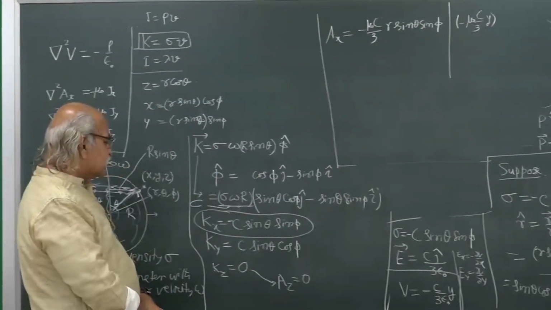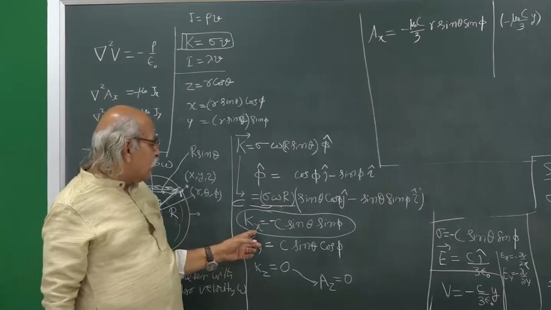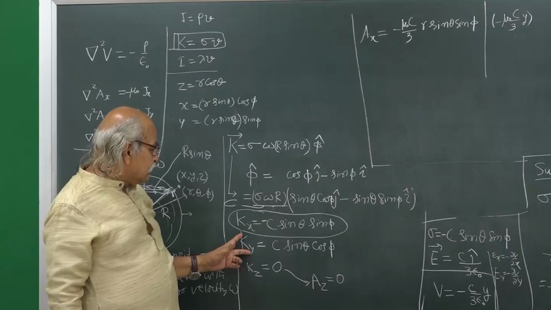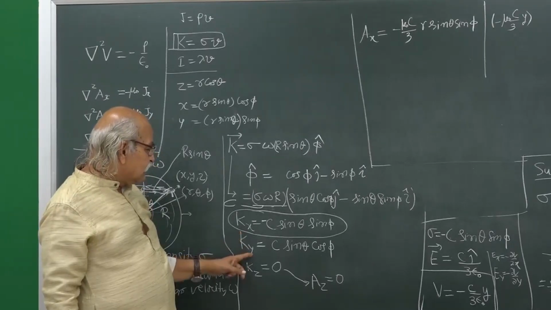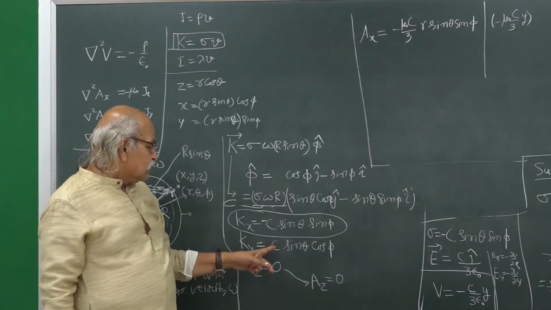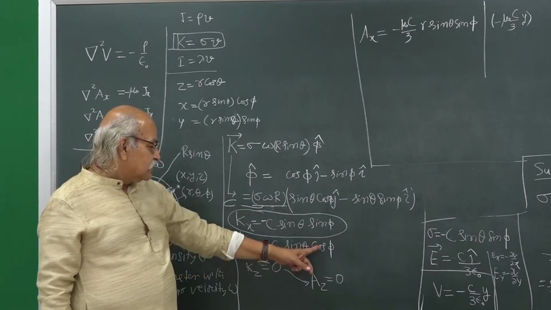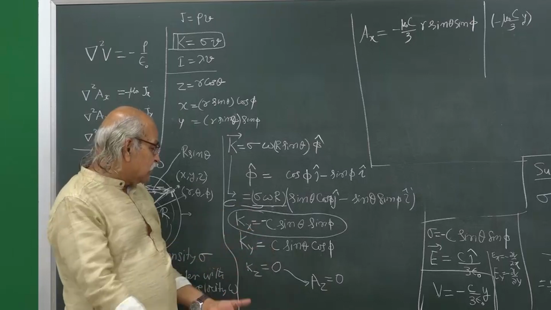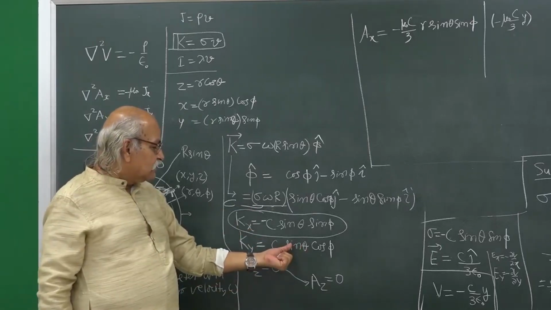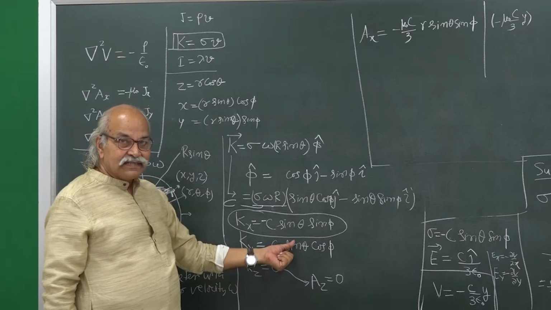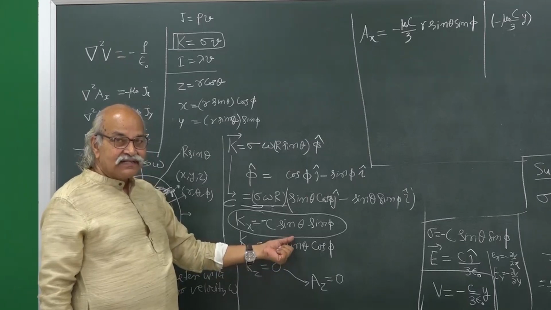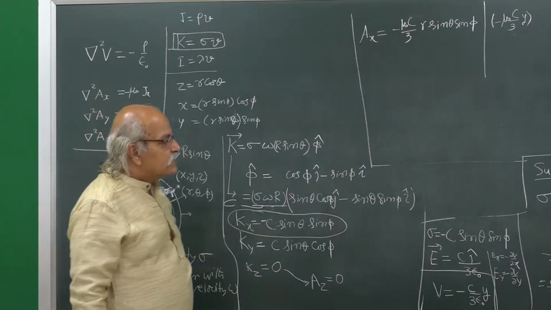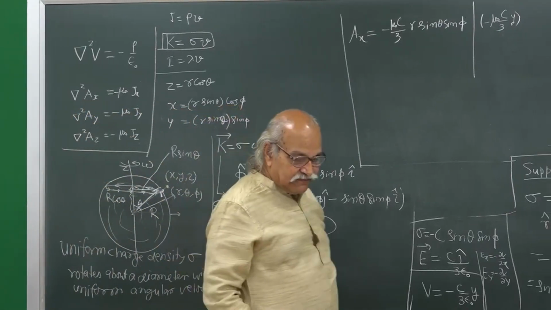So, the next task is to find this a y. How do I find a y? The surface current density in the y direction is given by c sin theta cos phi. So, if we can find a charge distribution with this kind of surface charge density, and then if we can get the electric potential, similarly we will be writing this. And doing that is also not very difficult.